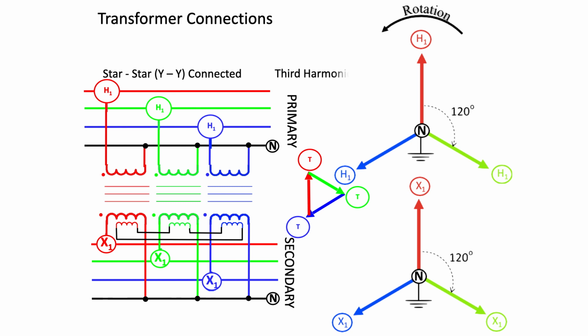The third harmonic currents, however, are rotating at 3 times the fundamental frequency, 60 cycles a second, and are in phase and will circulate in the delta as shown here.